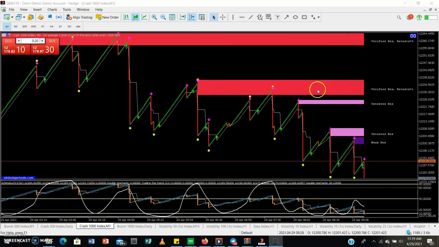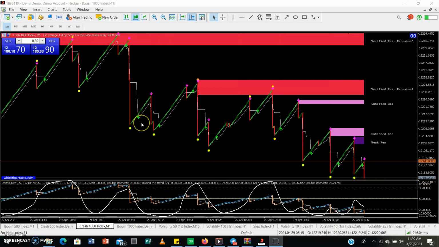But if you look at this resistance zone, which is a little bit darker, you actually realize that price tested it and it became a verified resistance zone, and ever since price has never broken that zone, right? And you can also see that after the failure to reach this untested resistance zone, the indicator actually wrote that this is now a weak resistance zone, right?